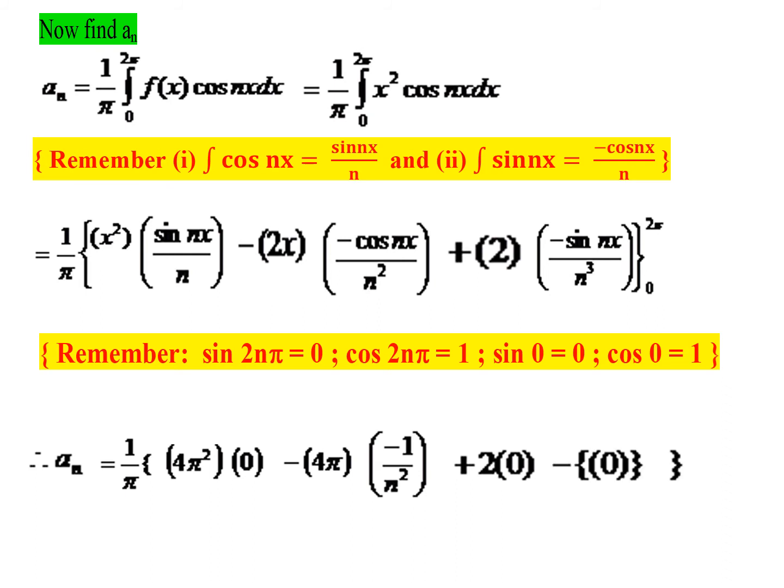Minus, what is the lower limit? 0. Why is the lower limit 0? Because when we substitute x as 0, all the terms are going to get the value 0. So this is how we get the limits. Now just simplify this. 1 by pi into, we have that 4 pi by n squared alone. So the final answer of an is 4 by n squared.